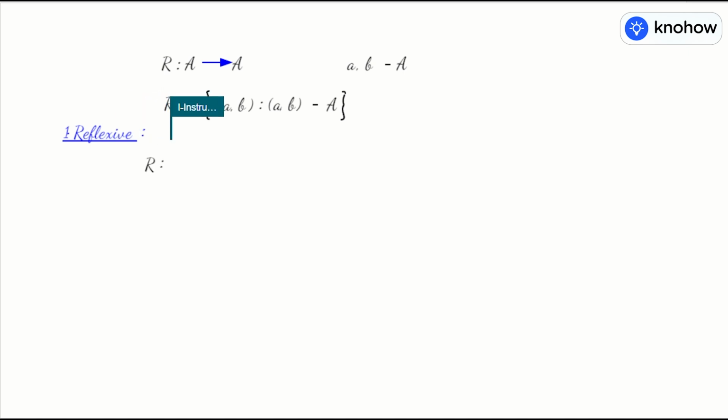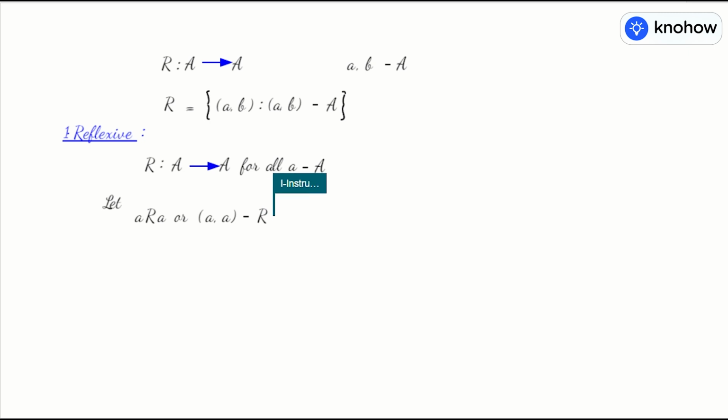A relation R from set A to itself is said to be reflexive if for all a, let a be any element in the given set A, such that a is related to a, or (a, a) belongs to R for all a lying in the given set. Then the relation is said to be reflexive.